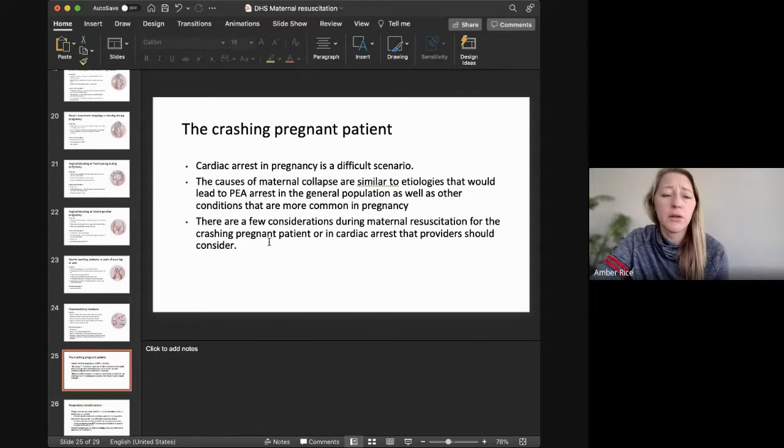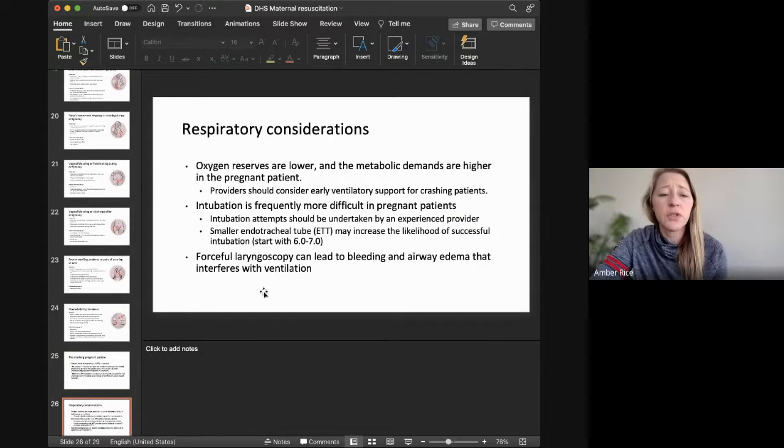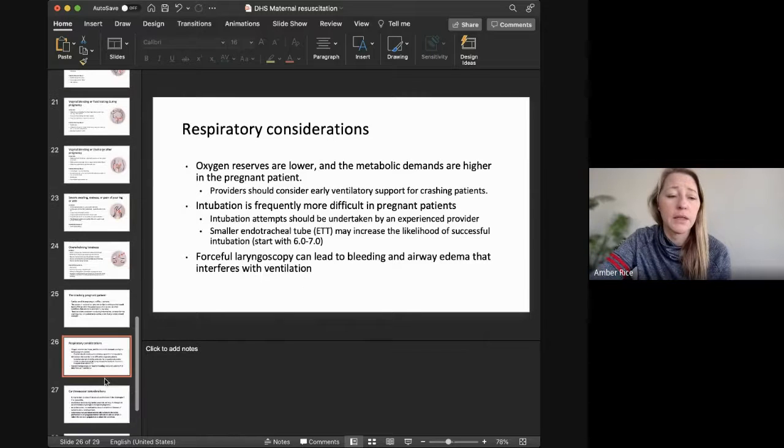So talking about cardiac arrest and the causes being very similar to other causes that would cause someone to go into cardiac arrest, and then I took the information that Matt had included and broke these into more actionable items for if someone was crashing and they were pregnant. So oxygen reserves being lower and needing to provide earlier ventilatory support, starting with a smaller endotracheal tube would be a good idea in a pregnant patient. And then making sure that you're not being too forceful or aggressive with laryngoscopy to prevent additional bleeding.